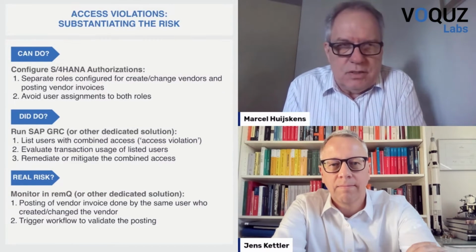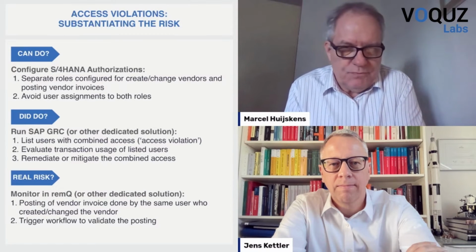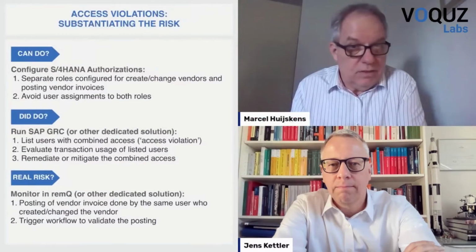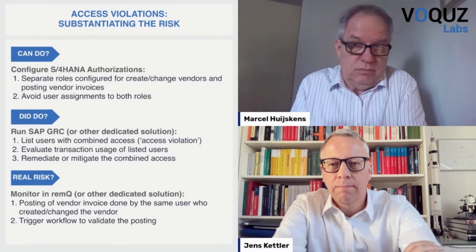And what it's all about is that the risk is really there if somebody is posting an invoice for precisely the same vendor that he also just has created. That is the risk of the fictitious vendor that we just talked about. So how to find that? We don't find that in these did do violation analysis tools. We need additional tooling to get that done.